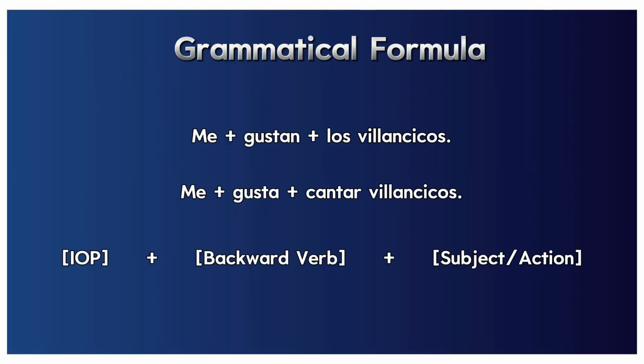So here we can see its grammatical formula. So let's review. In Spanish, when dealing with backwards verbs, the subject or action of the sentence comes at the end, and the object, the person who likes or doesn't like it, comes at the beginning. So it's opposite from English. When the subject is a noun, we need to put an article in front of it. Me gustan los villancicos.